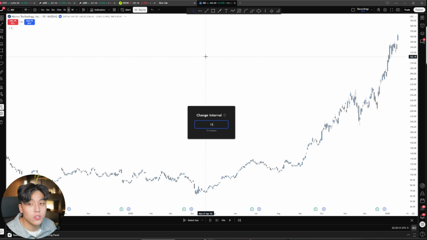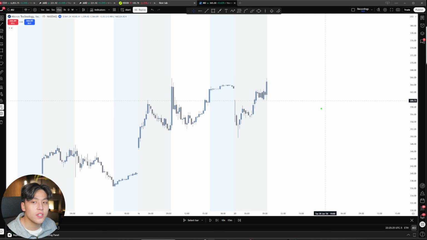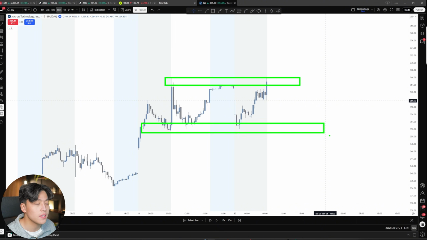So now we can do this on the lower time frames. So as you can see right here, now I'm on the 15-minute chart. I'm going to be looking for the location of where we want to be taking trades. So coming into market open, the levels I'm going to have marked out are previous day highs and previous day lows.